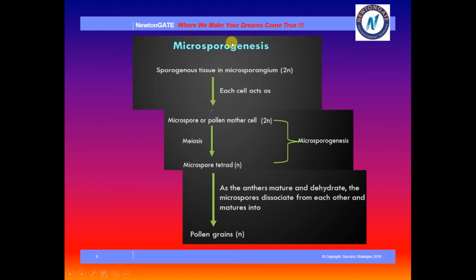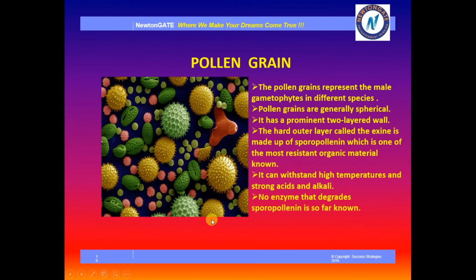So this is the schematic diagram of microsporogenesis. Okay, these are the step by step stages of the microsporogenesis process. Now, we have seen that pollen grains are formed in microsporogenesis as the last product. Okay. Now, what is a pollen grain? Pollen grains represent the male gametophyte in different species of flowering plants.